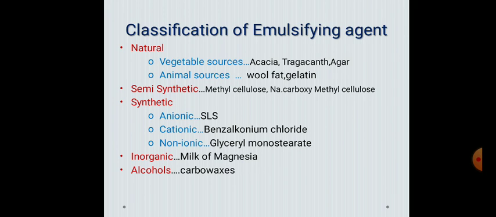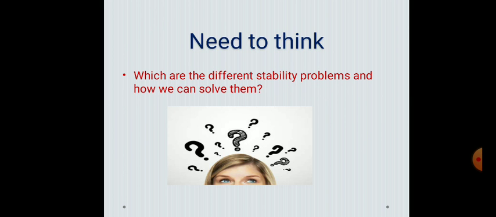Now, we are familiar with how to prepare an emulsion: we have oil, we have water, and an emulsifying agent. Now, the reflection spot: we need to think about which are the different stability problems and how we can solve them. Take a pause and think how we can stabilize the emulsion. Okay, now play the video.